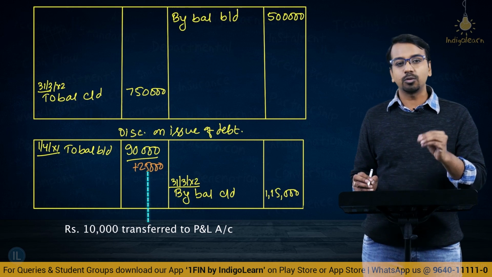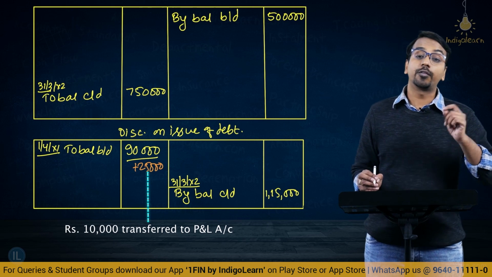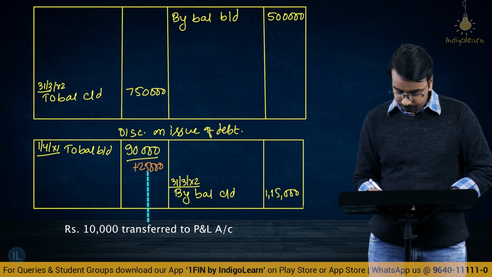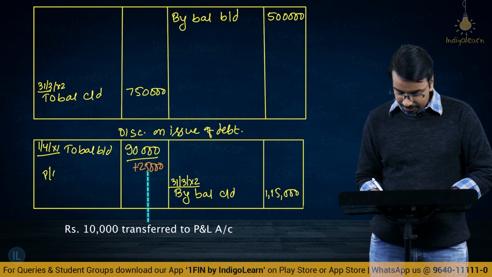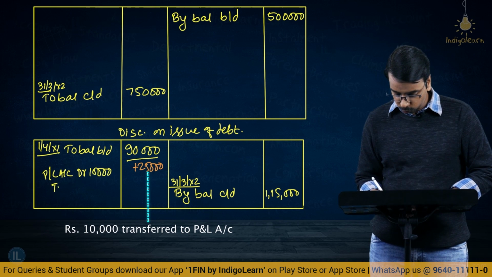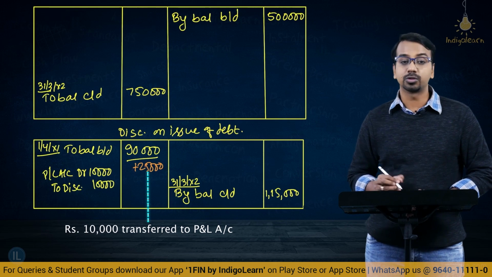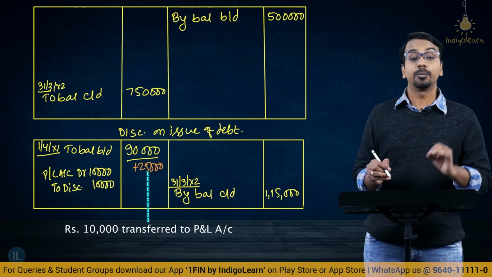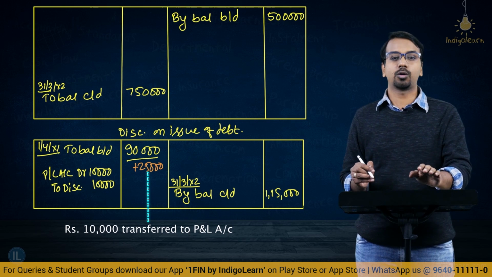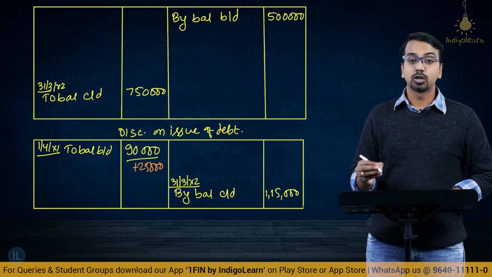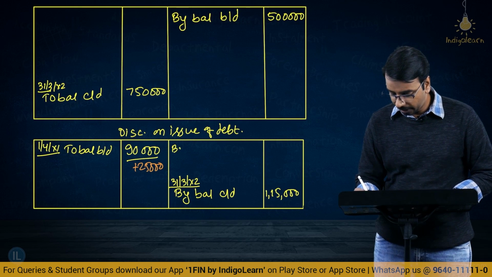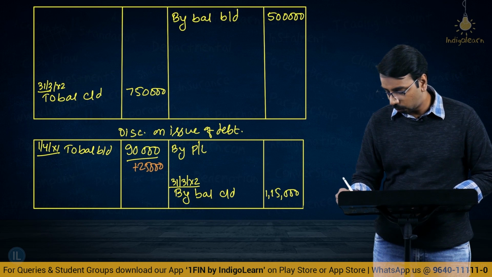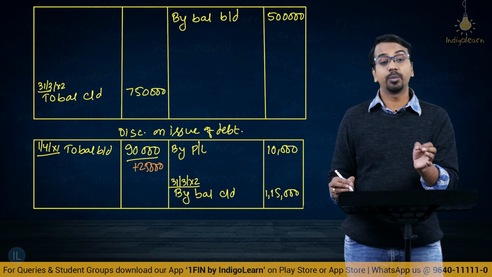Now, if you transfer 10,000 to the P&L, you will debit the profit and loss account. The entry for that will be P&L account debit 10,000 to discount on issue of debentures 10,000. This is the entry you would have passed, meaning to say you would have credited the discount account by 10,000. So, on the credit side, by P&L account 10,000. Now, there is no extra information apart from this.